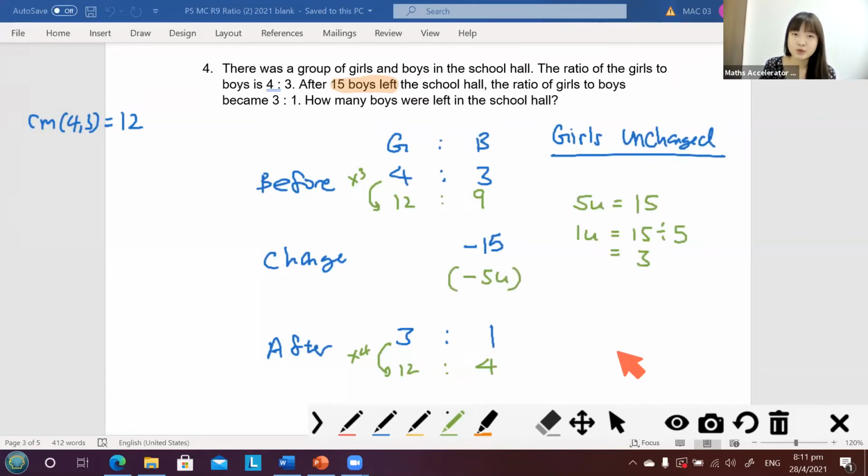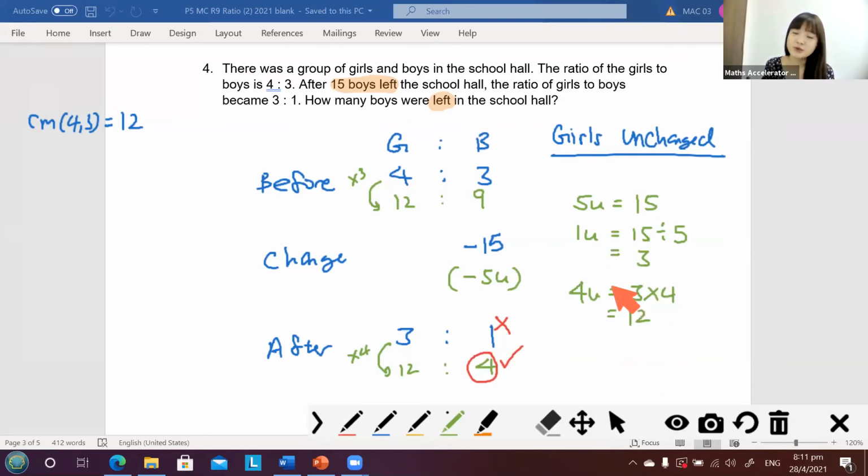So how many boys were left in the school hall? Left would mean after, okay, the boys left the school hall. So we're looking at how many units. Okay, good. I see you're typing in already so fast. Yes, 4 units. 4 units of boys left. Not 1, okay, not 1. 1 is the wrong ratio. Okay, don't look at the wrong ratio. 4 units. So 4 units will be your 3 times 4. There are 12 boys left in the school hall.